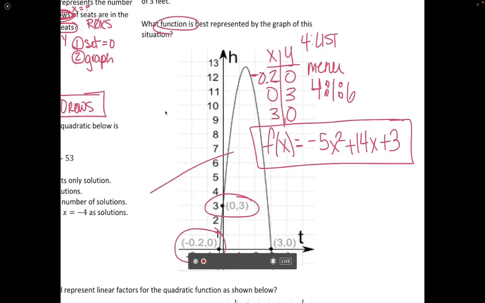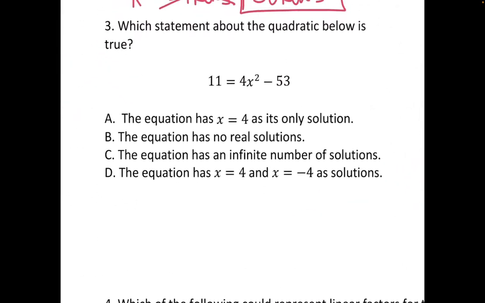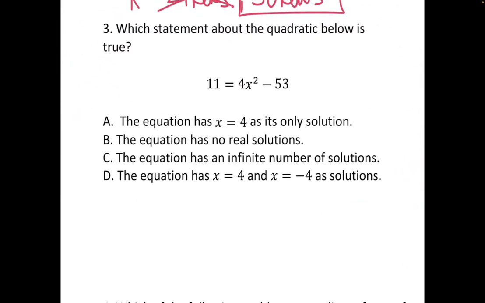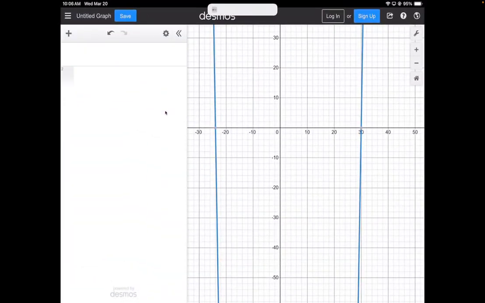Number 3. Okay, which one is true? So this is very straightforward. You're going to need to set equal to 0. Now, notice that we do have two regular numbers, so we can put those together. So we get 0 equals 4x squared. A negative 53 and a negative 11 is a negative 64. You can, of course, use your calculator for that. After we've set it equal to 0, we can graph it. So we'll go back to Desmos, 4x squared.